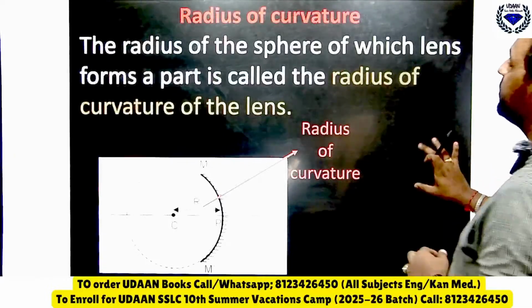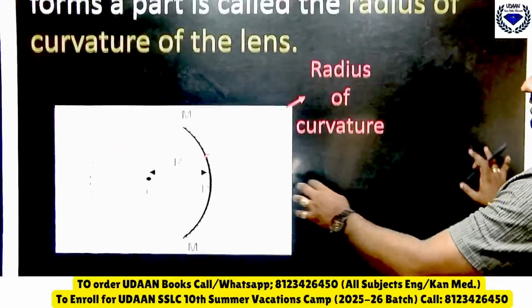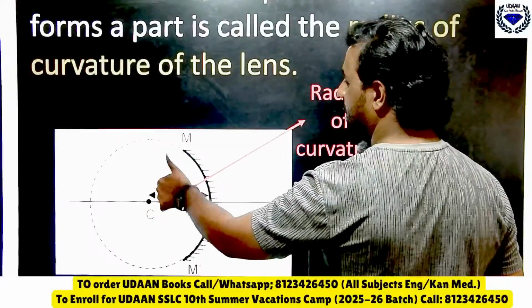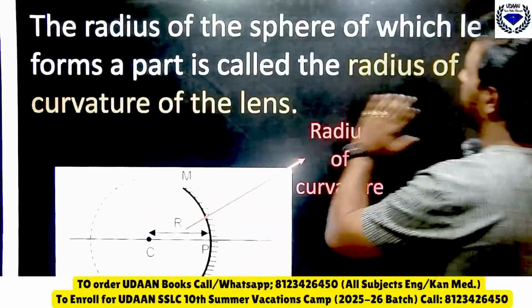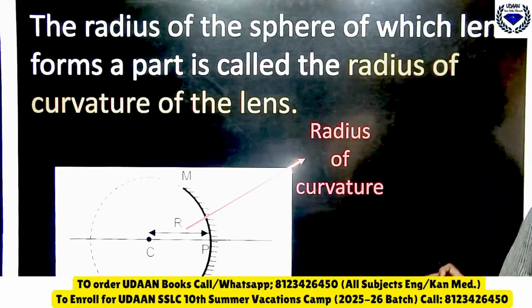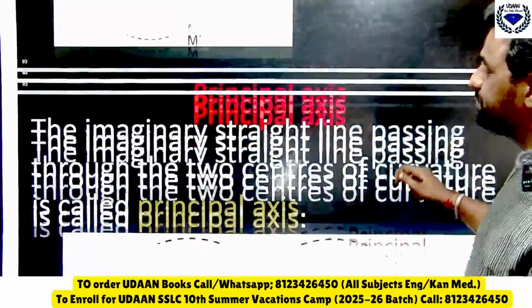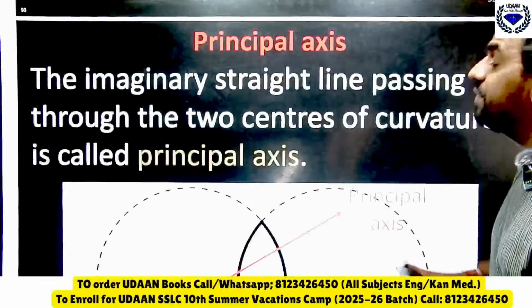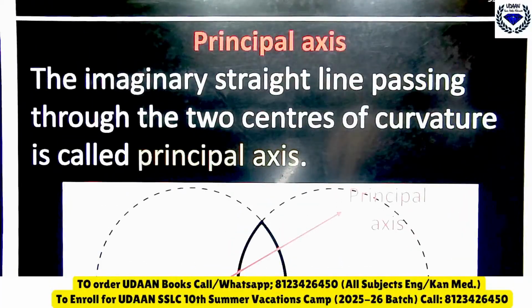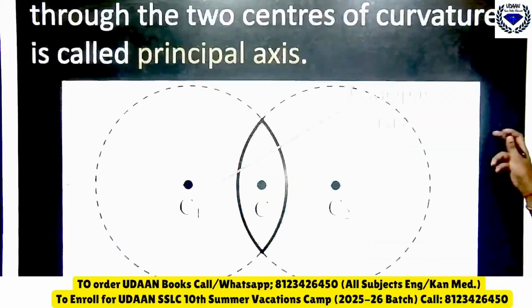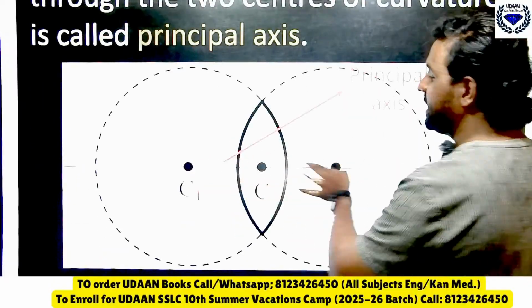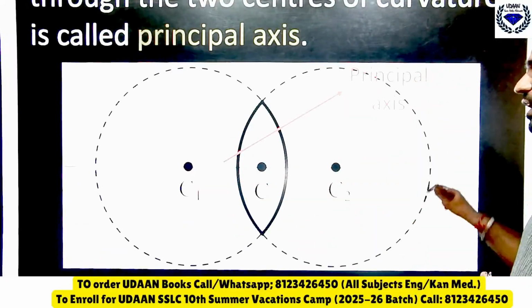Then what is radius of curvature? The radius of sphere of which the lens forms a part. So you can see this is the radius of sphere. The radius of sphere of which the lens forms a part is called as what? Radius of curvature. Then what is principal axis? The imaginary straight line passing through the two centers of curvature is called principal axis. So principal axis is a line which passes through all the centers.